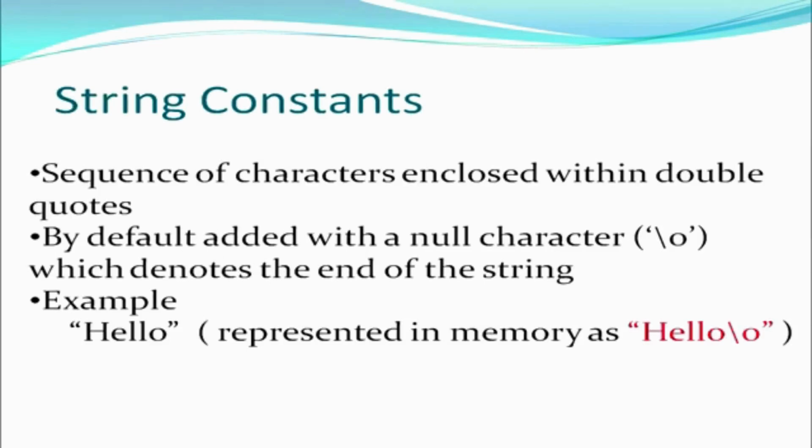Next, we have string constants. A string is a set of multiple characters. A string is always and always enclosed in double quotes. If you remember, a character constant is enclosed in single quotes. A character constant is a single character. A string constant, on the other hand, is a set of multiple characters, so it is always enclosed within double quotes.